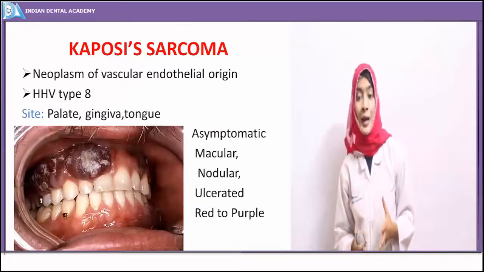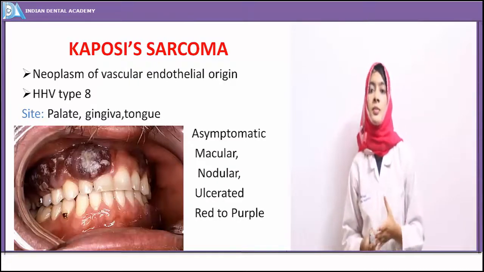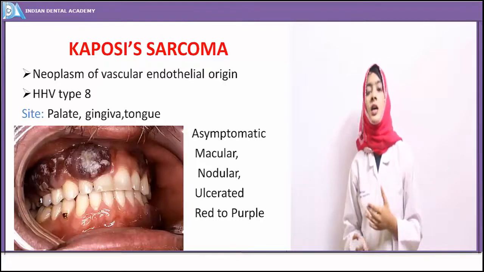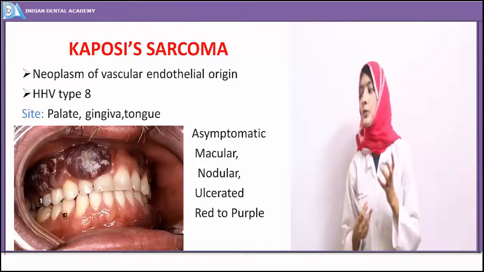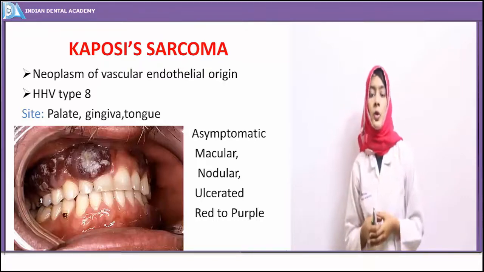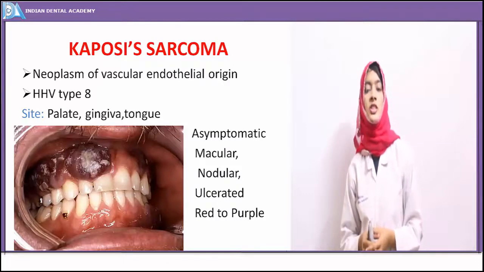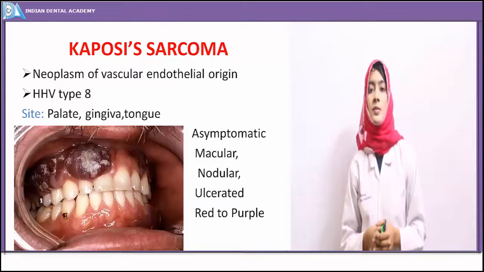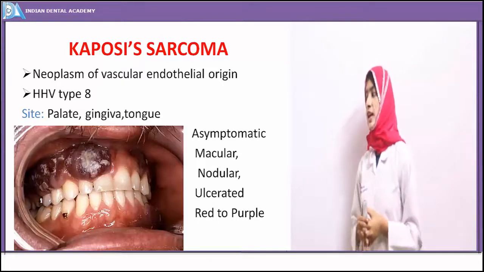Other is the Kaposi's sarcoma. Kaposi's sarcoma is actually a neoplasm. It's caused by human herpes virus type 8. This neoplasm actually occurs in the buccal mucosa more commonly. This neoplasm is more commonly associated with HIV infection. Kaposi's sarcoma is nothing but a neoplasm of vascular endothelial origin. That is, it affects the blood vessels of that area.